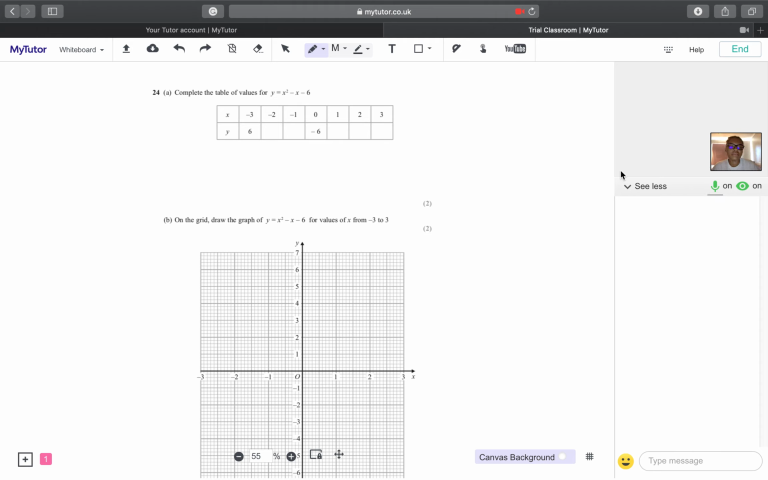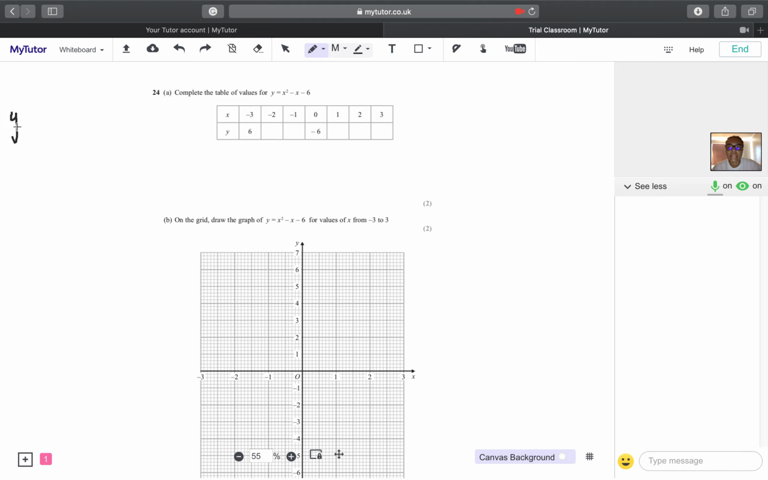So we're going to be answering a question on quadratic graphs. The first part of this question is asking us to complete the table of values for y equals x squared minus x minus 6. They've already filled in the table for when x is equal to minus 3 and when x is 0. So we need to do the rest.